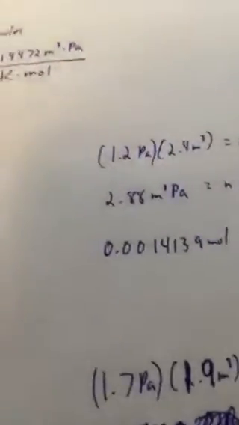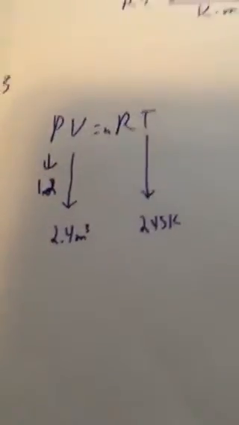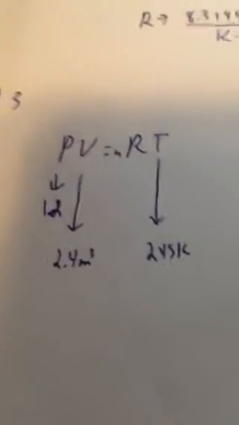Okay, so the first problem, maybe I'll even have it up on the computer. The first problem says that you have, nope, I put this wrong. Here we go. 1.2 pascals pressure, 245 Kelvin as a temperature. Notice there's no degree sign on there.